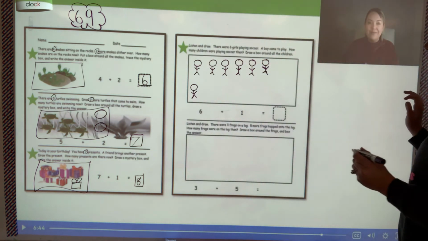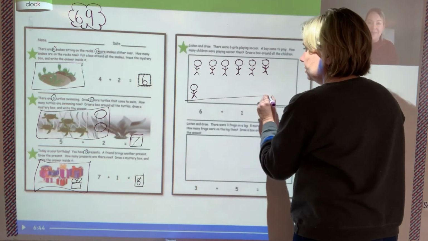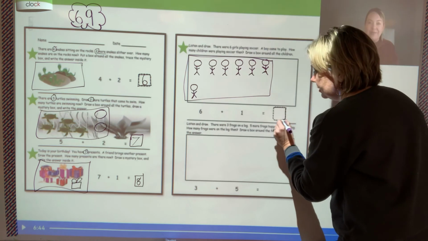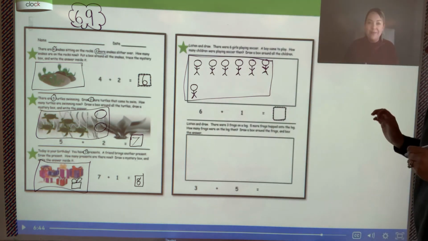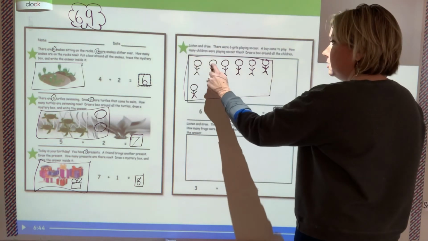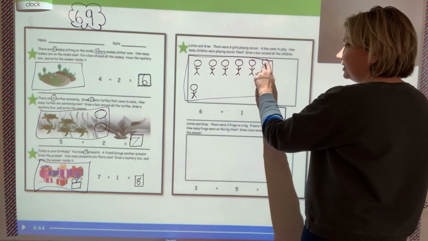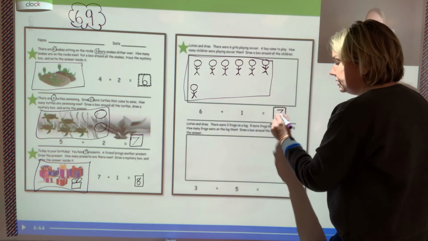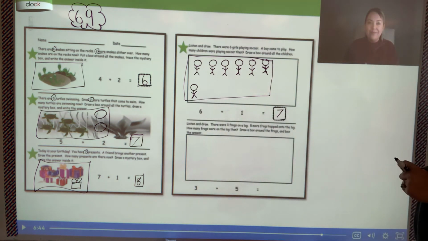How many children were playing soccer then? Draw my mystery box and solve. I'm going to use the strategy of counting them all. 1, 2, 3, 4, 5, 6, 7. So 7's going to go in my mystery box.